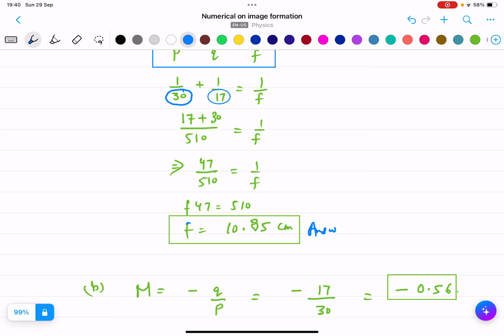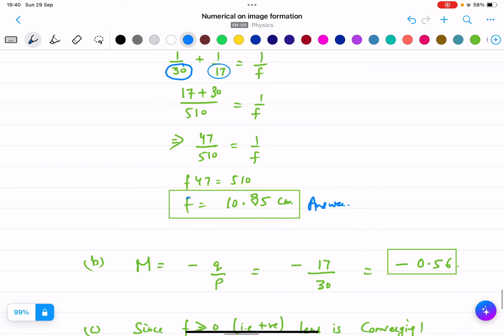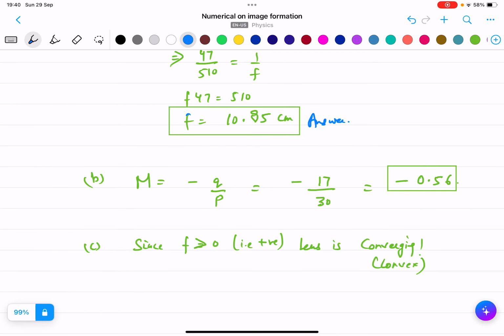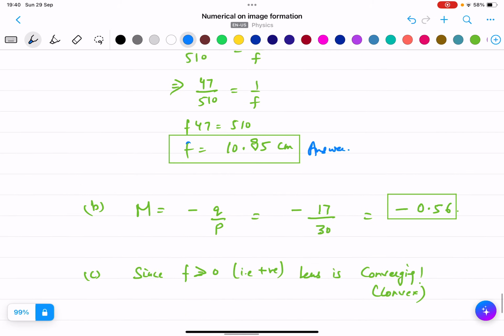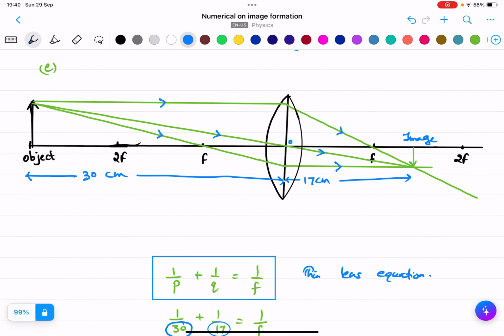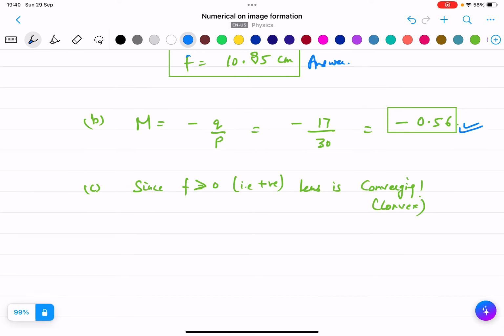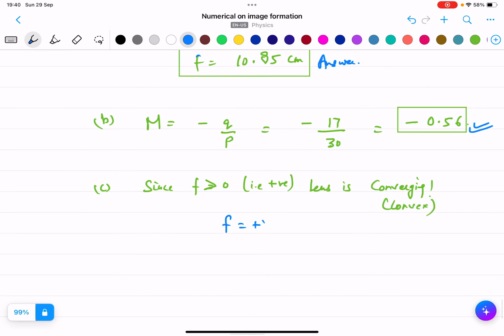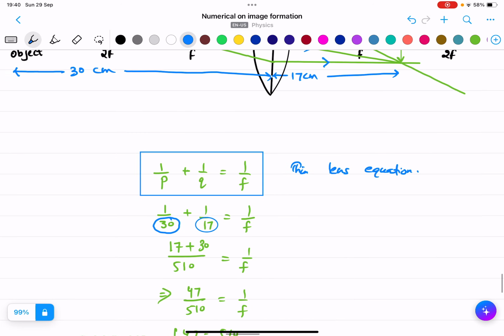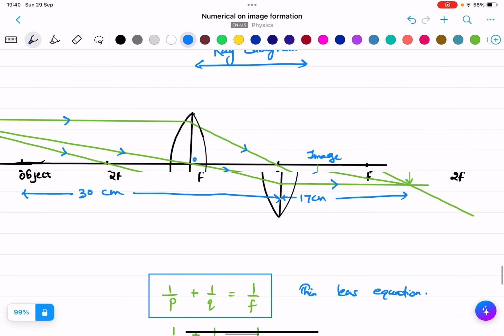Okay, so we have calculated the focal length, and then magnification equals minus Q by P, and with 17, the magnification is minus 0.57. See, the magnification is negative. Negative means the image is diminished. You can see the image is diminished here. Okay, and since I told you when f is positive, that means the lens is converging. So the lens is converging.